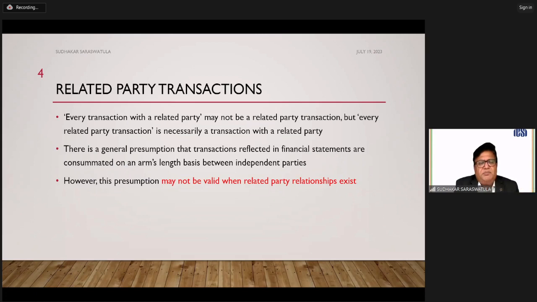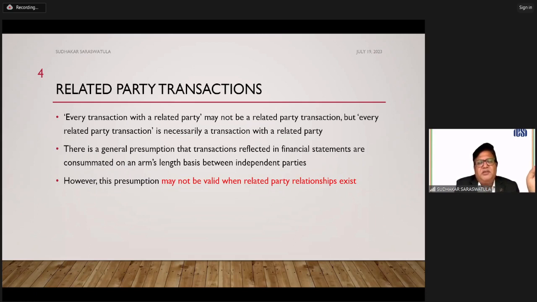To understand in simple language, I can say that every transaction with a related party may not be a related party transaction, meaning it may not require the compliances under Section 188. For the purpose of understanding, the related party transactions are those with a related party covered under clauses A to F of Section 188, subsection 1, and we may call them related party transactions which require compliances under Section 188.